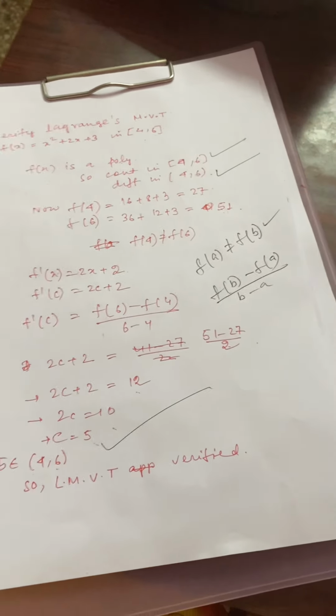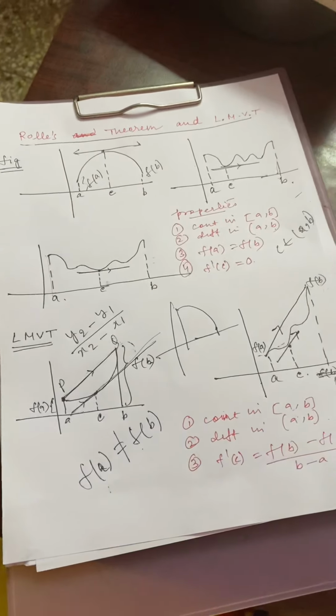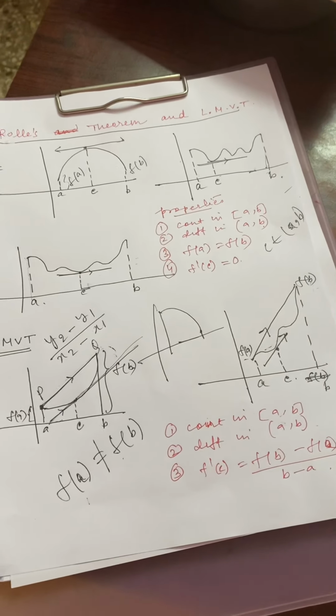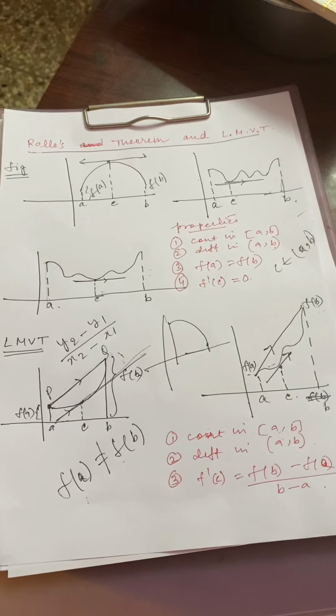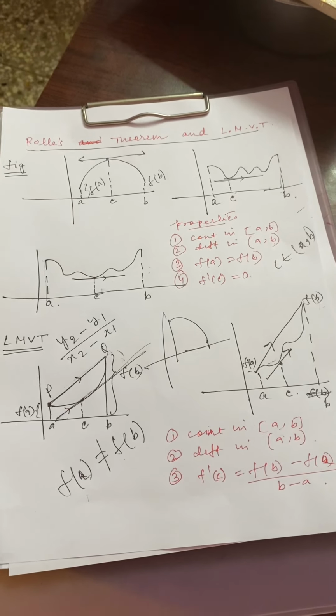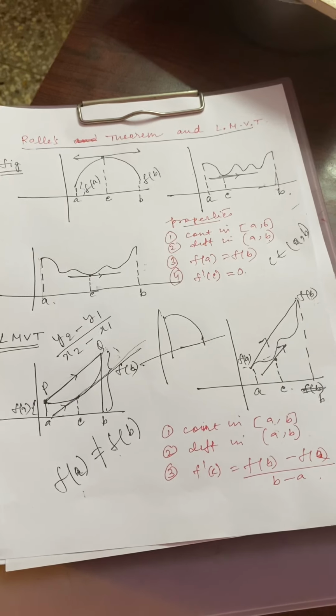So these are the graphs of Rolle's and Lagrange mean value theorem. If you focus on the graphs, you will very easily understand the scenario.